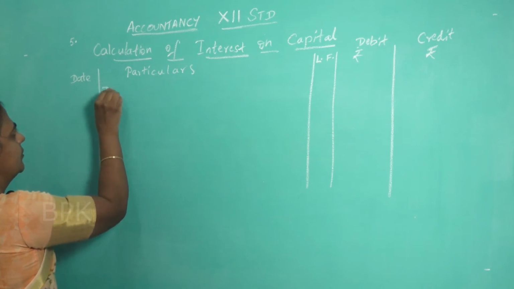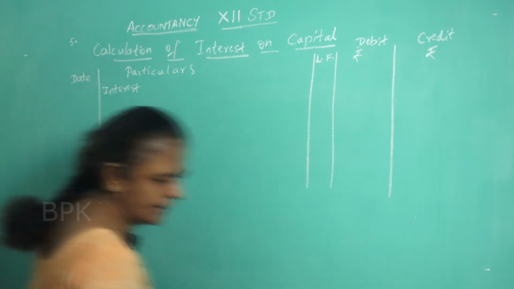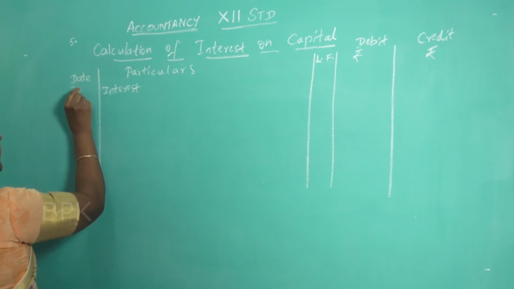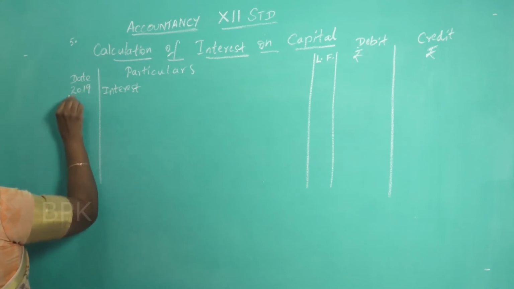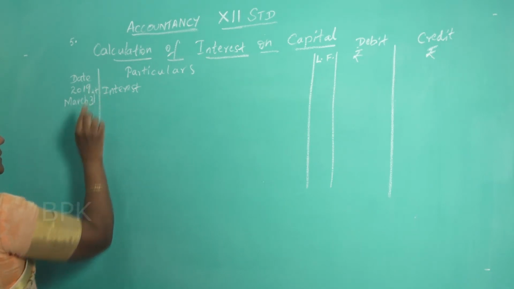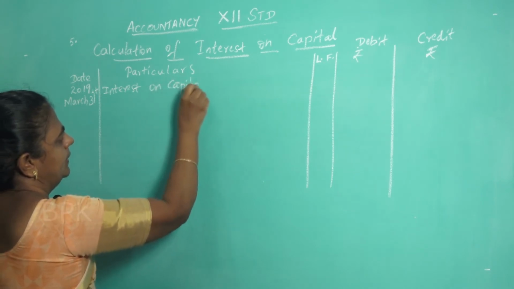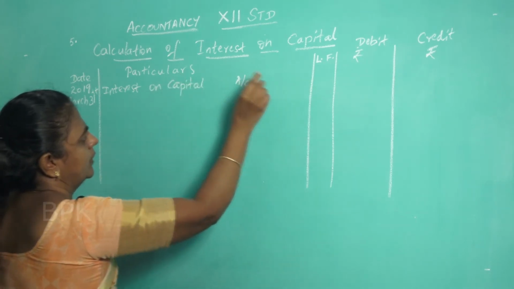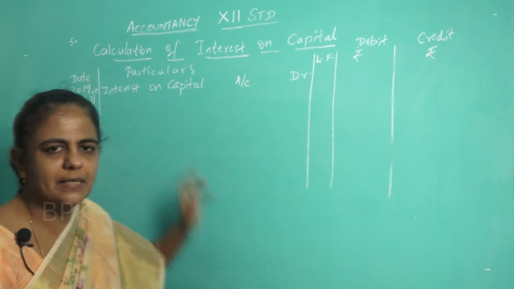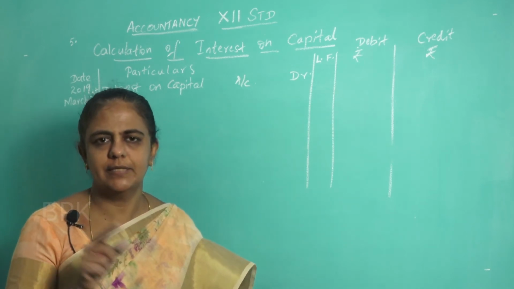So like this you have to write interest, put the date that is given there, 2019 March 31st, just put the date there, interest on capital account debit, and this should be transferred to the partner's current account. Why am I taking it to the partner's current account? Because in the question it is given as current account balance.